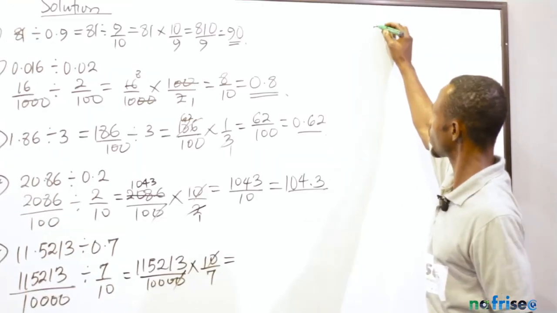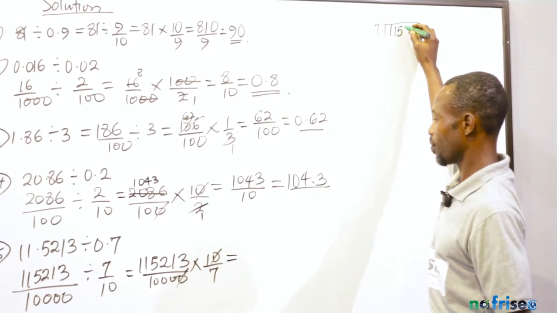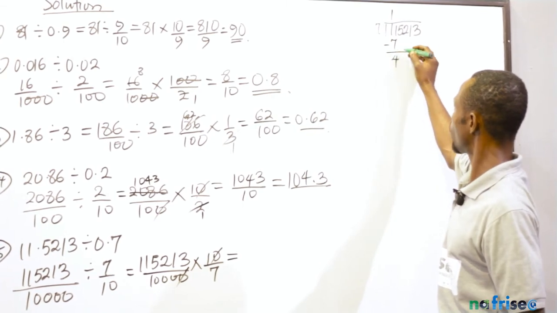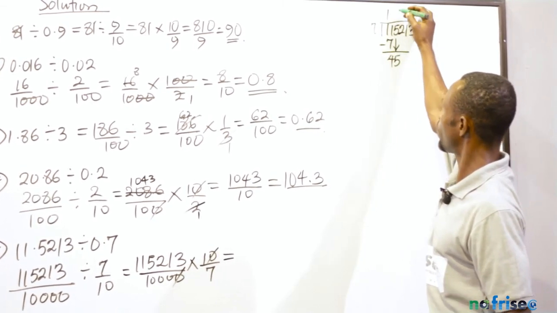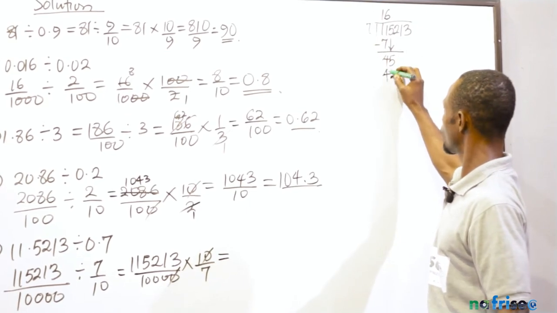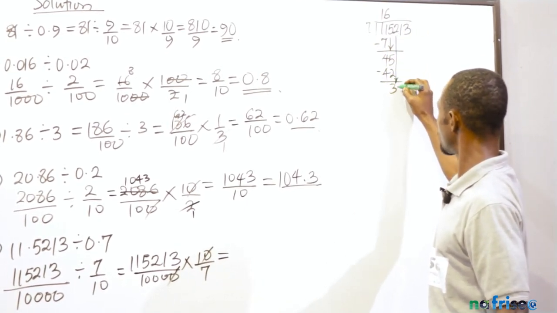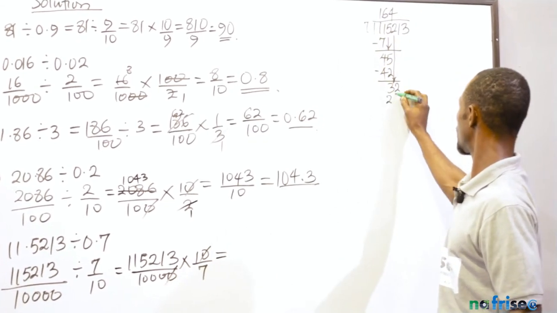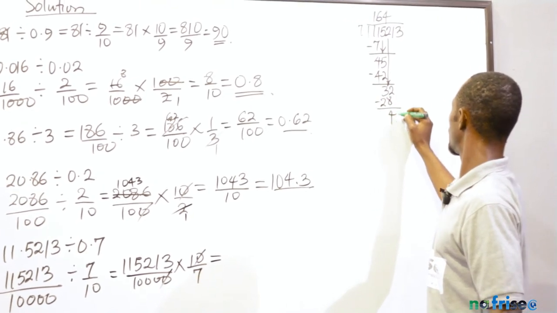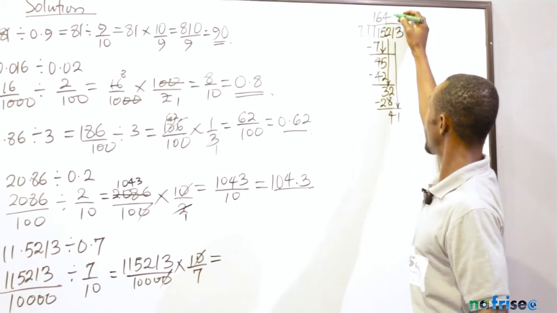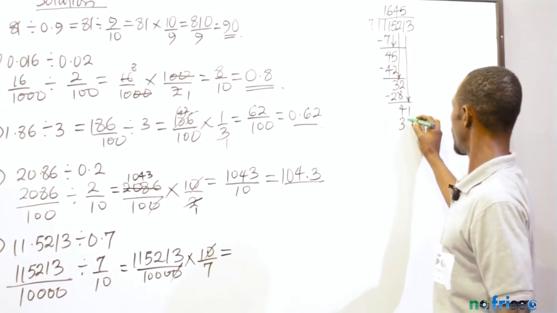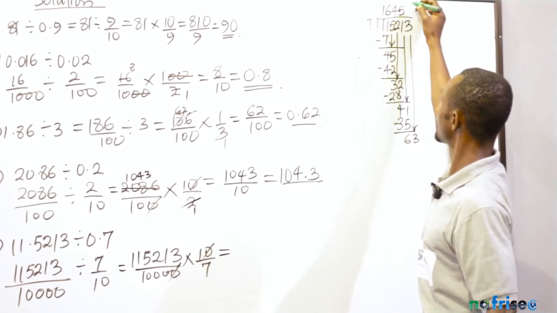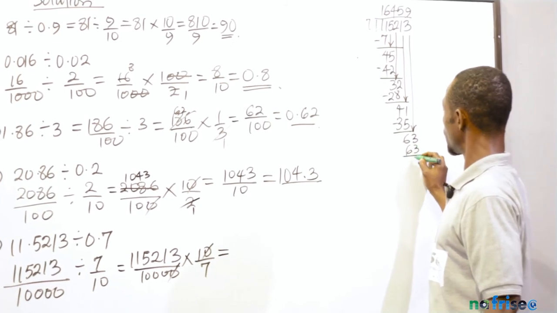Now let's see. Let's say we carry 7 to divide 115,213. 11 divided by 7 is 1. 1 times 7 is 7. Minus this, you have what? 4. You bring down 5. 45 divided by 7 should give me 6. 6 times 7 is 42. You minus this, you have 3. You bring down 2. 32 divided by 7 should give us 4. 4 times 7 is 28. You minus this, you have a 4. You bring down 1. 41 divided by 7 should give us a 5. 5 times 7 is 35. You minus this, you have a 6. You bring down 3. 63 divided by 7 is 9. 9 times 7 is 63. So the game is up at that point.